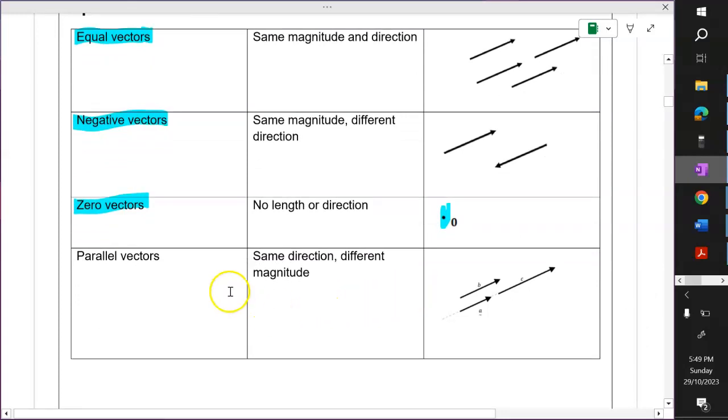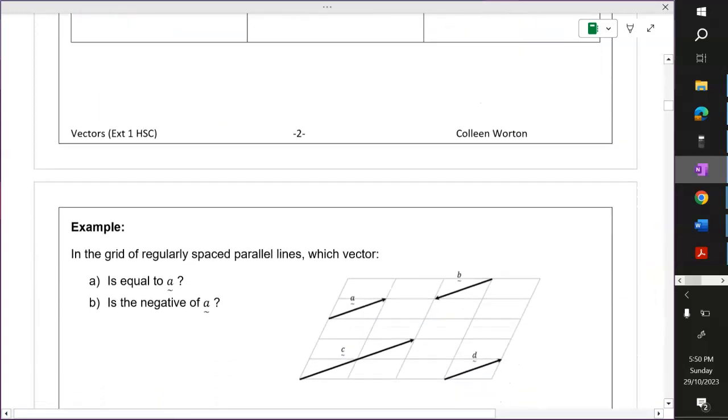Parallel vectors. Okay, so parallel vectors, these guys up here are parallel. They're equal as well. But these ones up here have the same direction, and they're parallel, but they might be a different size. So they're not equal, but they are still parallel. So A and B and C, same direction. This one's a bit shorter, C's a lot longer, B's in the middle. So that sort of thing can happen with vectors as well.